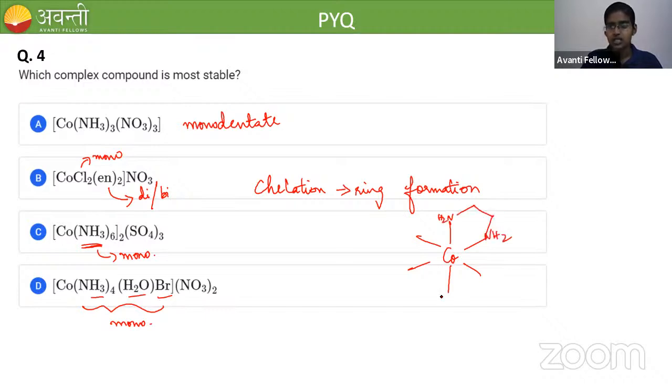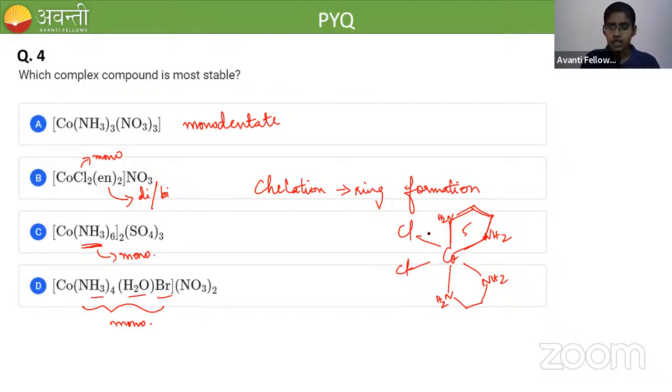This is the first ethylene diamine, and let me take this as the second ethylene diamine, and these two are fluoro. Got it? So it is forming a ring. Ethylene diamine is forming a 5-membered ring. Got it? So the ring forming ability containing ligands are more stable in the aqueous solution. They are more stable compared to monodentate.